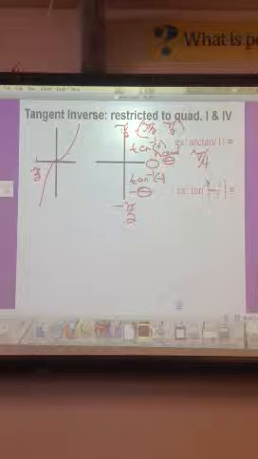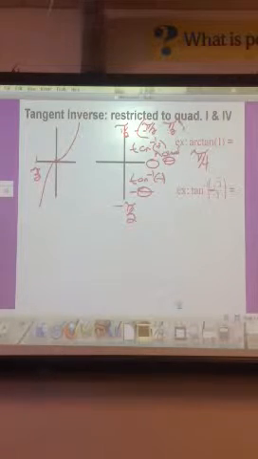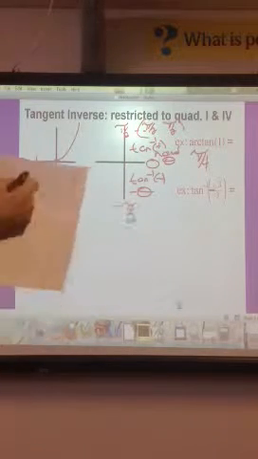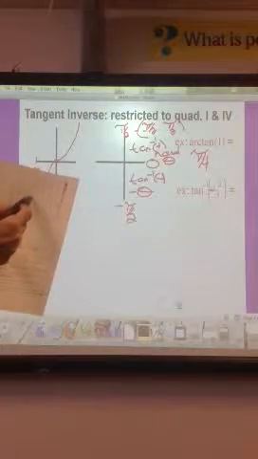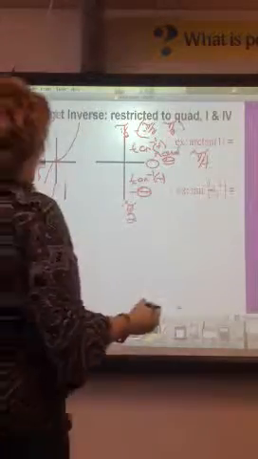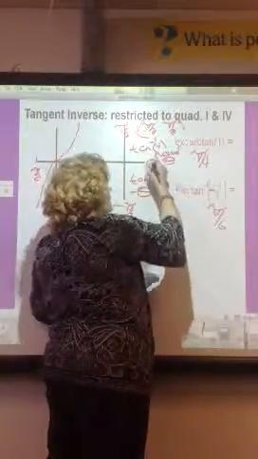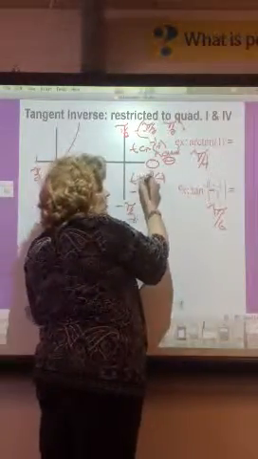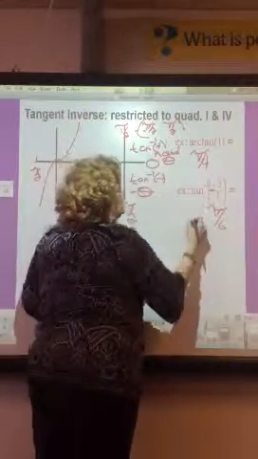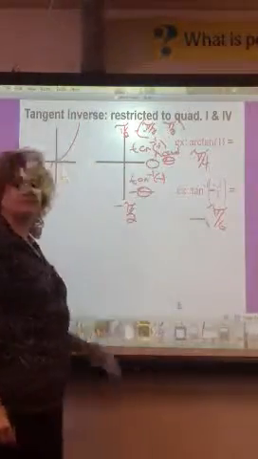Tangent inverse of negative square root 3 over 3. So you go to tangent, square root 3 over 3, you look at the positive version, which is pi over 6. But because it's negative, negative means you have to go downward that much. And to go downward to negative pi over 6 just means you make it negative.